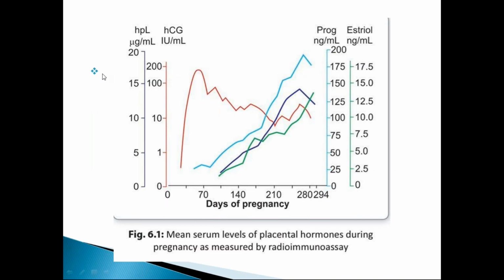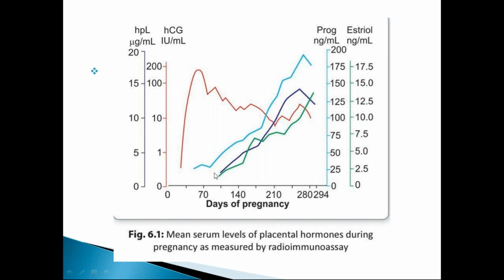So these are the various levels of hormones. This red one is HCG. You can see by 70 days, it is getting peak. It goes up to 100 to 200 international units per ml, or 1 lakh to 2 lakhs international units per liter. After that, it slowly falls, and it is maintained at about 10. And again, the second peak at 32 weeks of gestation. This red one in the graph depicts the HCG levels throughout pregnancy.